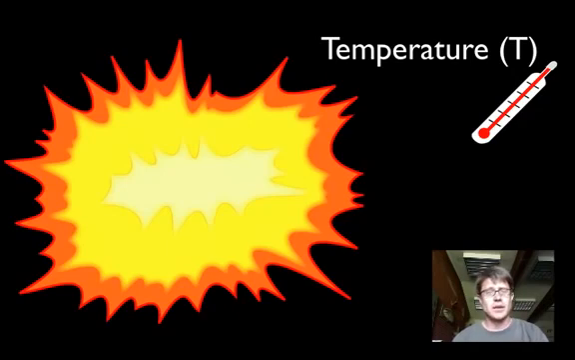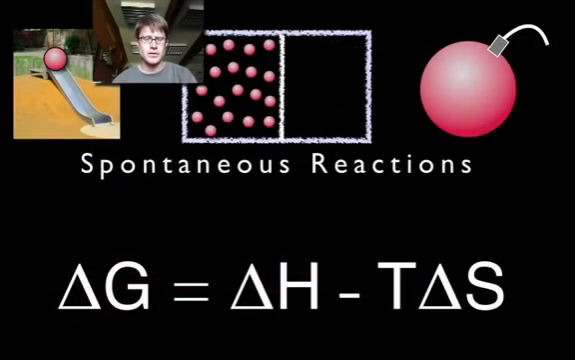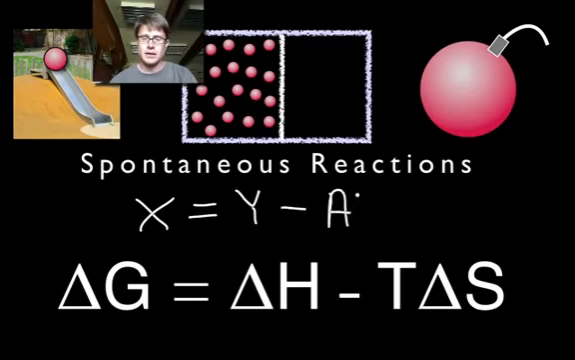Okay, so those three things, total energy or enthalpy, entropy or S, and temperature can affect spontaneous reactions. And so now let's apply that to Gibbs free energy. And so before we actually get to the equation, let's just do a little algebra here. So let's say I wrote this equation, x equals y minus ab.